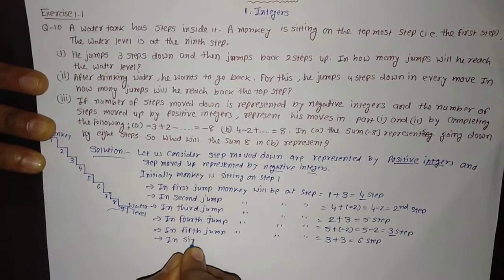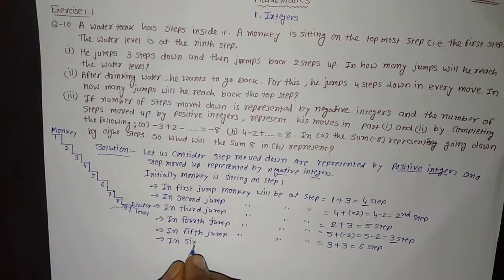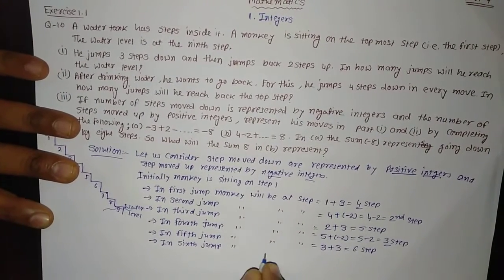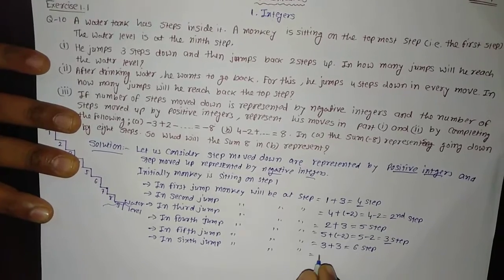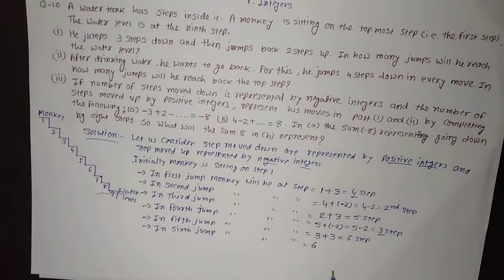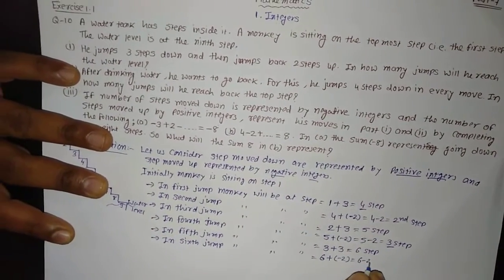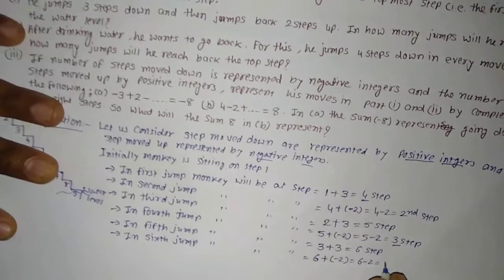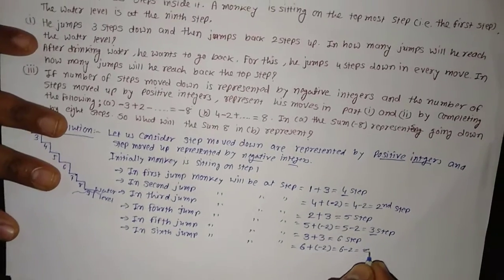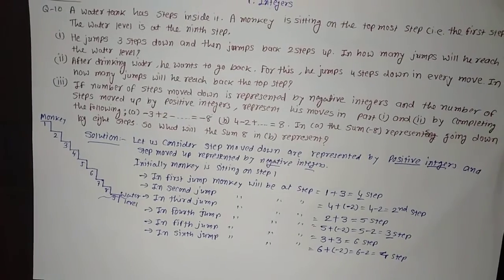In 6th step, or we can say in 6th jump, where will be the monkey? That is, again monkey was on 6th step. Again it will come 2 steps back. So 6 plus minus 2, that is equal to 6 minus 2. 6 minus 2 is equal to, how much is that? 6 minus 2 is equal to 4th step. So monkey has reached on 4th step.